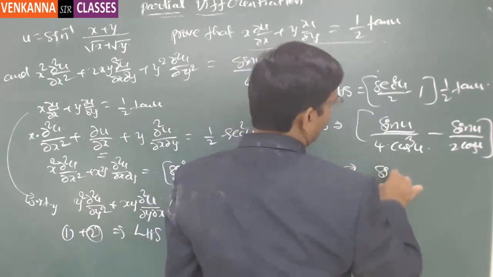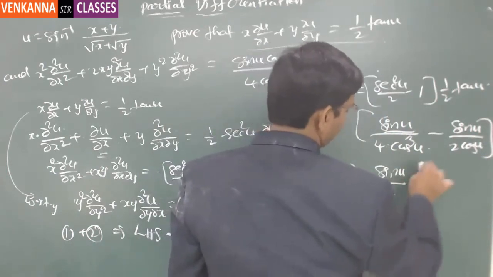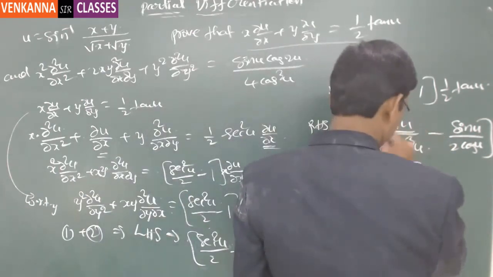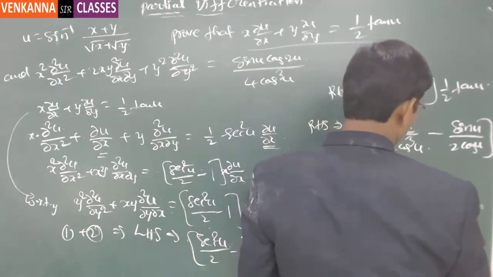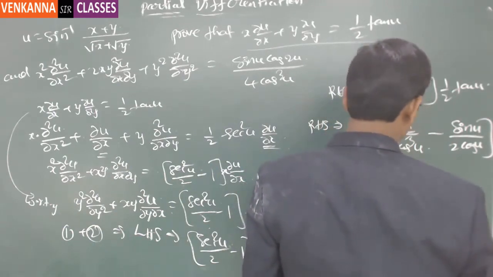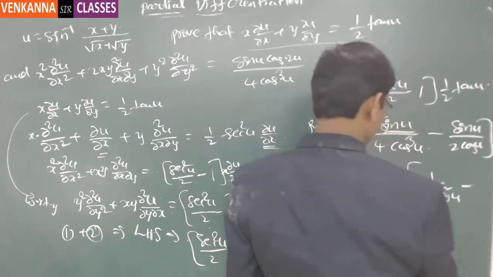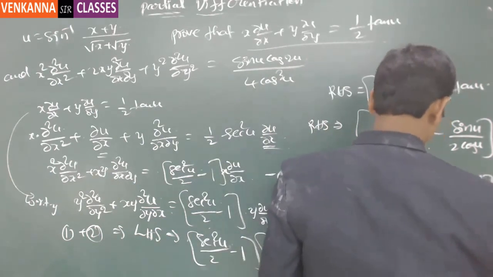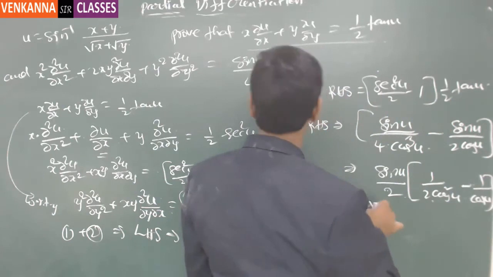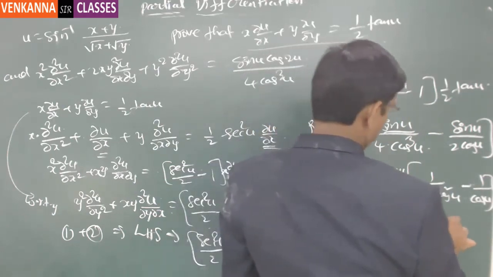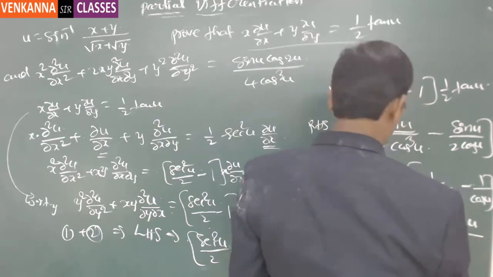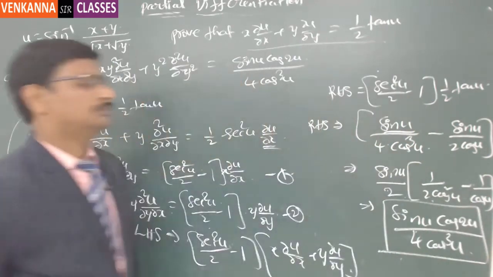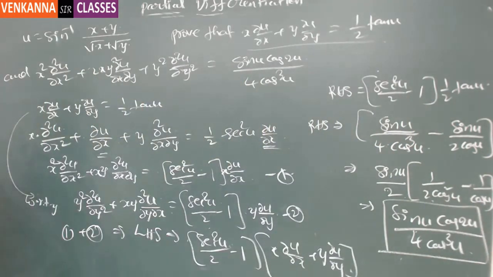If you take sin u out, and 1 by 2 also out, then 1 by 2 cos square u minus 1 by cos u. So this is sin u cos 2u divided by 4 cos cube u. So this will be the final answer. You are going to get it. Got it?